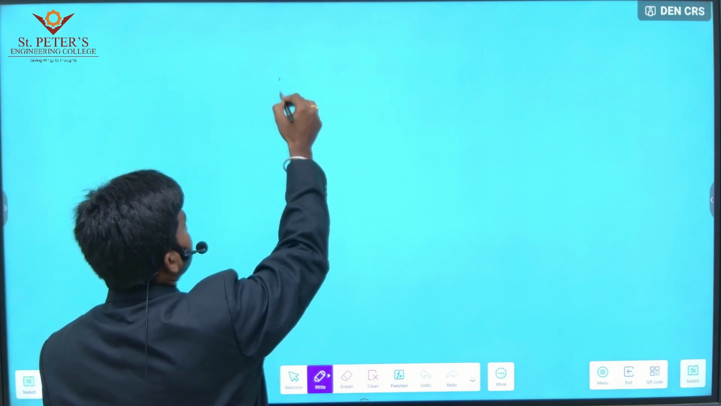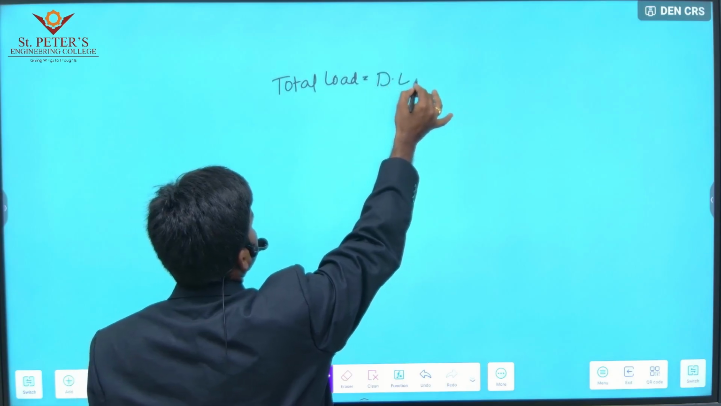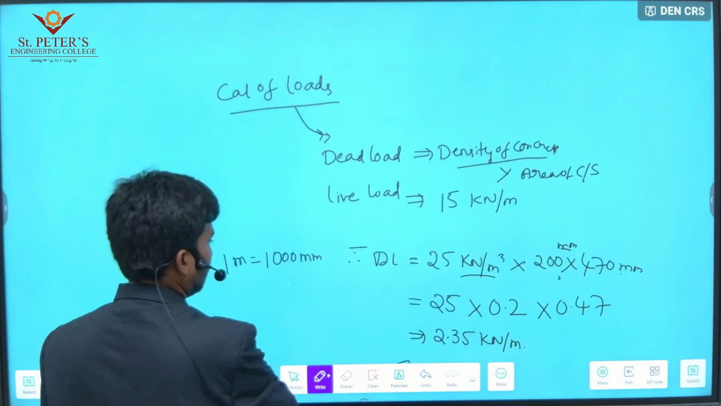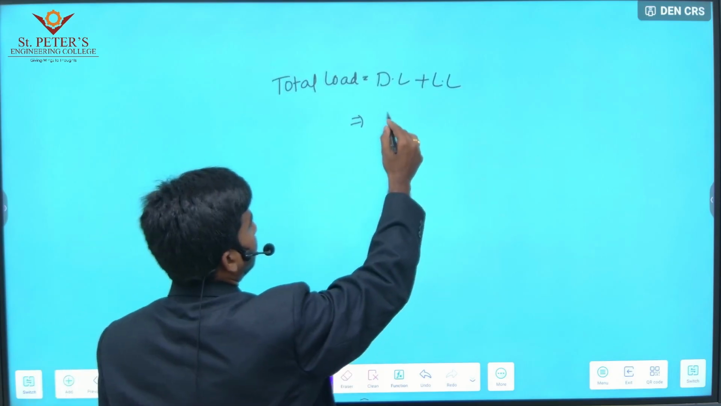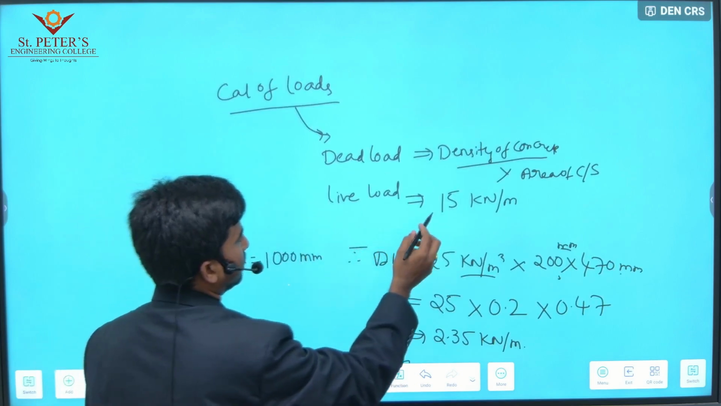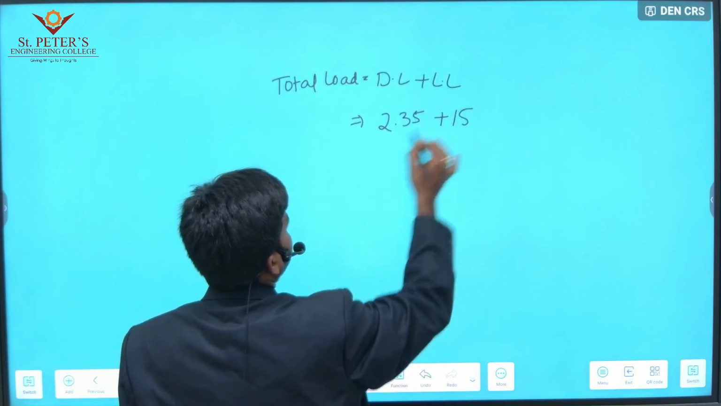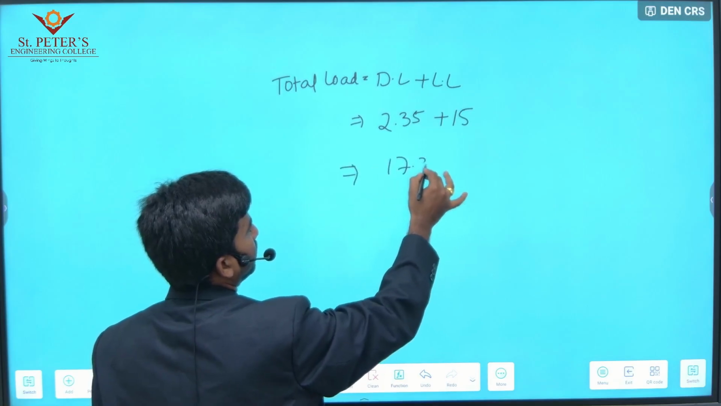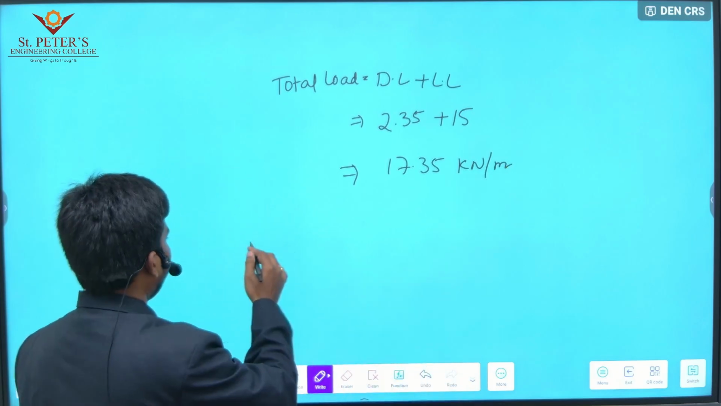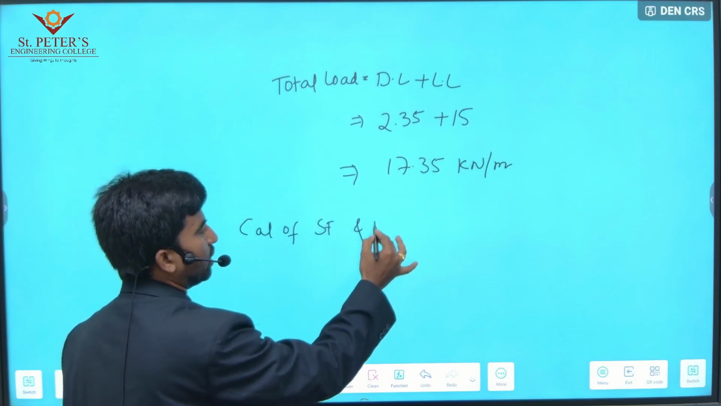Now calculate the total load, which equals dead load plus live load. The dead load we got is 2.35, and the live load, the given data value, is 15. So the value is 17.35 kilonewton per meter. Okay.